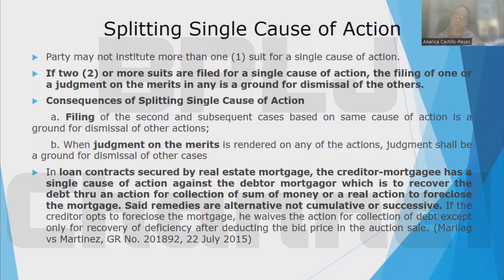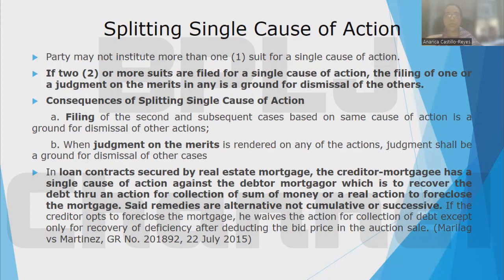For example, if there is a loan which was secured by a real estate mortgage, and the debtor fails to pay his loan obligation, there is a single cause of action. What is that? The violation of the right of the creditor to collect the payment from the debtor. So since there is a single cause of action, the creditor only has one or single remedy for the violation of his right to collect.